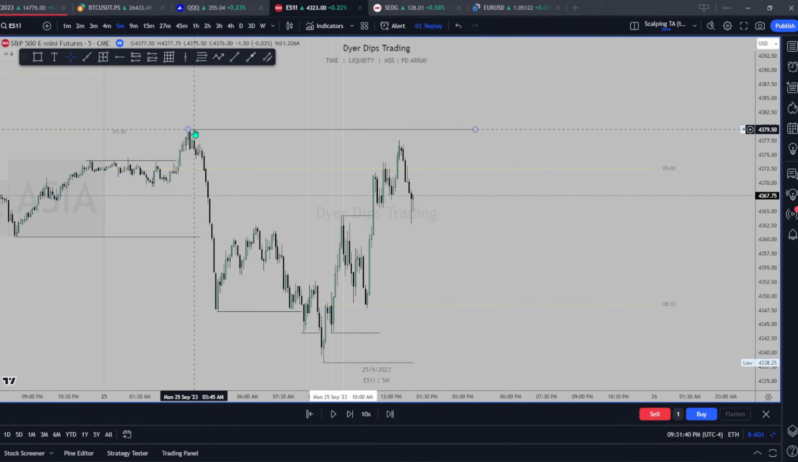So we end up creating or engineering liquidity here in the form of these relative equal highs, which tells me that we are even more likely to take those out now because I am anticipating this high to be taken.